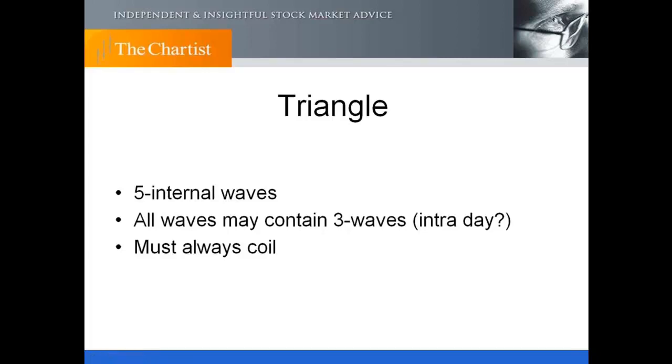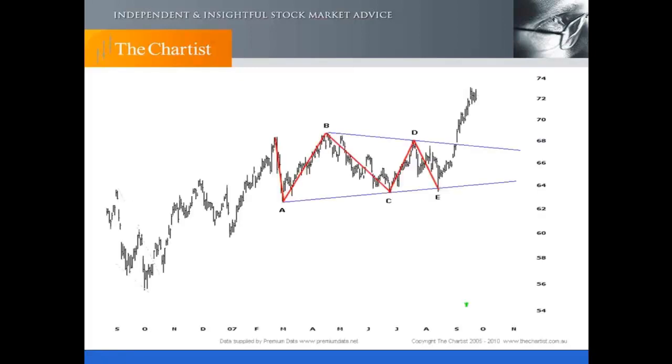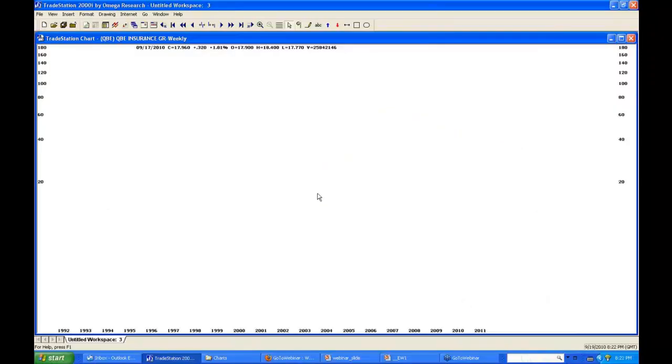So a triangle has 5 internal waves. Usually all internal waves contain 3 individual waves. They may need to be seen on an intraday chart, and it always has to coil. And here is an absolute classic example of a triangle. So we've got this movement up, A, B, C, D, and E, break out to the upside, and away you go.